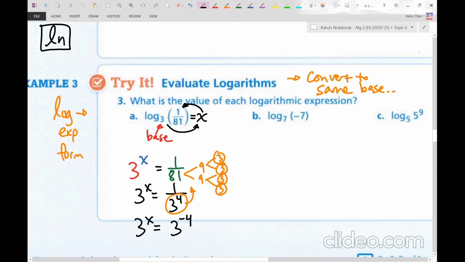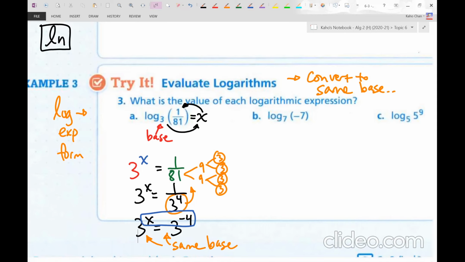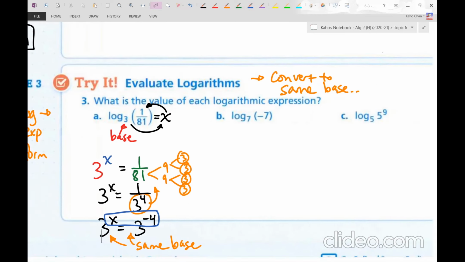Bam, there it is. The bases are the same. Therefore, the exponents are the same now. Okay, makes sense? X equals -4. Interesting, not too bad. So you've done this before. We're just adding on the idea of changing it from logarithms, okay? No big deal.